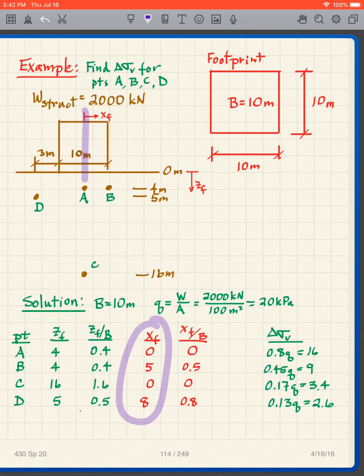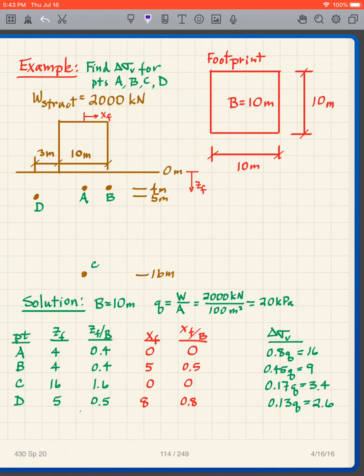In other words, A and C are 0 because they're down the center line. B is at the edge, which is 5 meters from the center line, and point D is 8 because it's 8 meters from the center line. And then we're also going to divide it by B, x sub f over b. So we divide those by 10, and these are our answers.